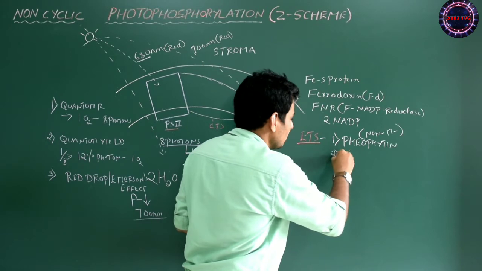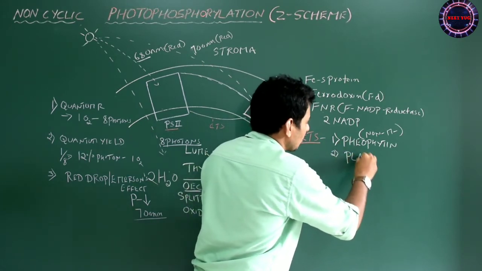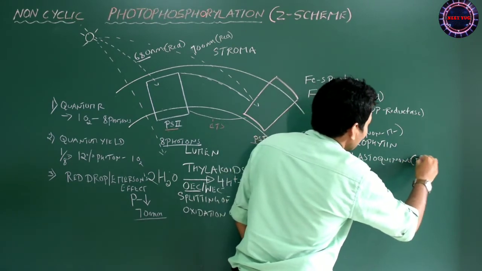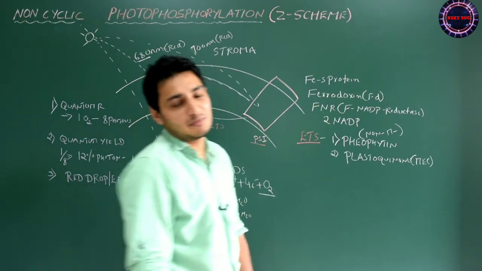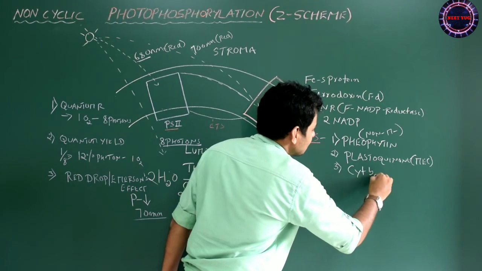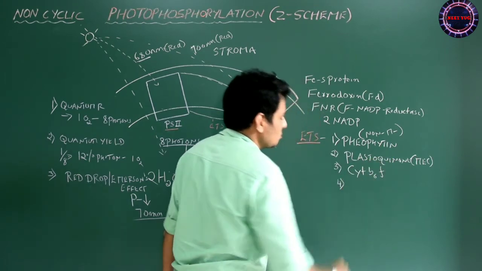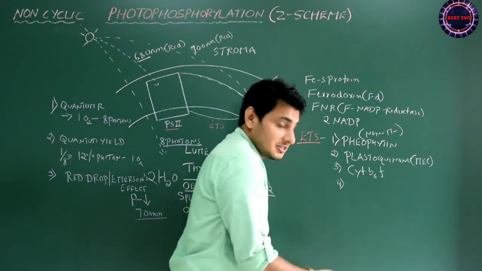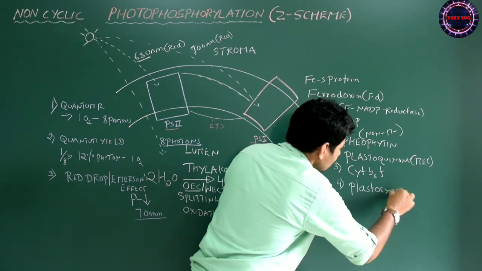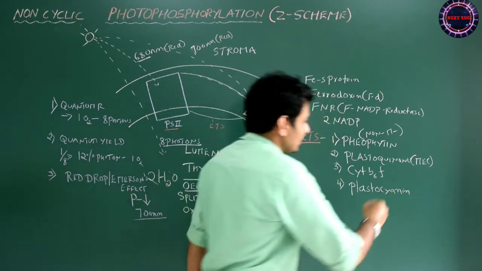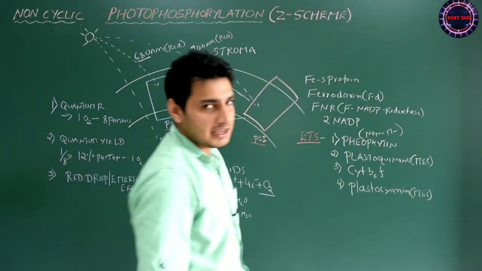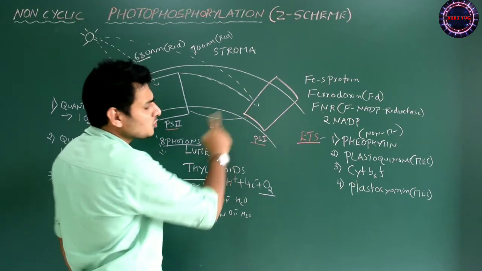Okay, second one, after pheophytin you see plastoquinone. Plastoquinone is a mobile electron carrier. Note this point. Next is cytochrome B6F, which is also an electron carrier and even an acceptor too. The last one is plastocyanin, which is again a mobile electron carrier. The plastocyanin will be situated very close to the PS1.